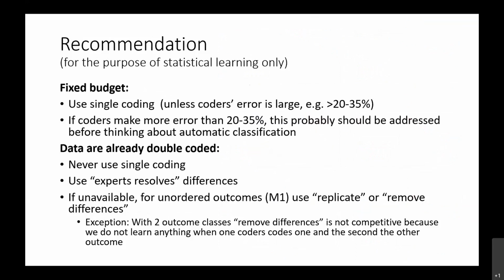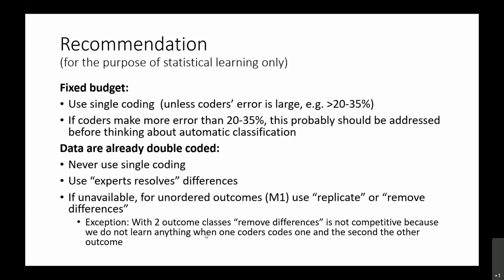If the data are already double-coded and it's free, never use single coding, and instead use the expert resolves if the expert is available. If unavailable, then you want to use replicate or remove differences. There's sort of a minor exception here, which came out of a different paper that I haven't talked about. I will leave you to read this, but it's just a minor exception.